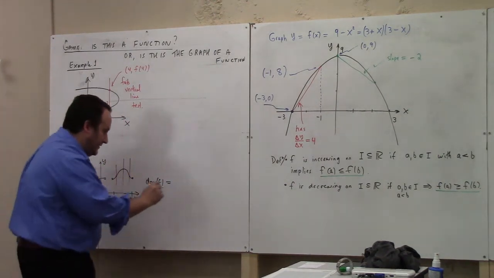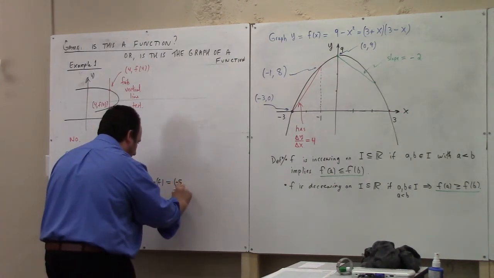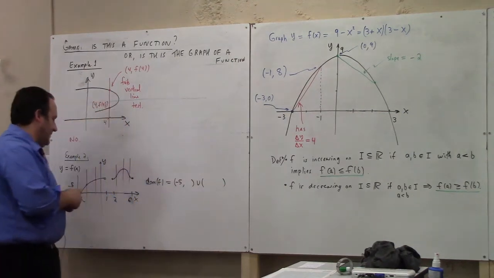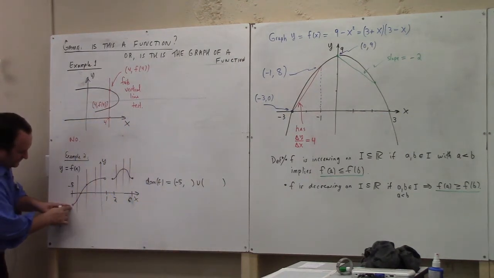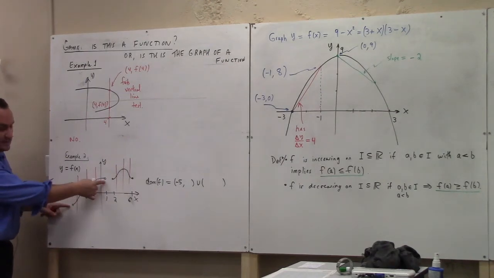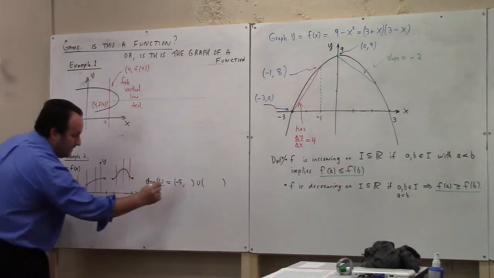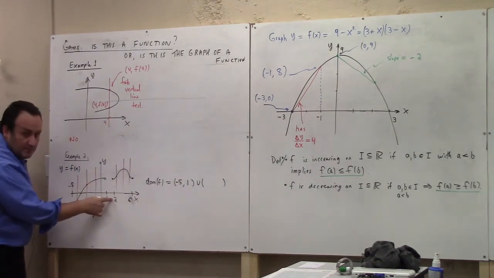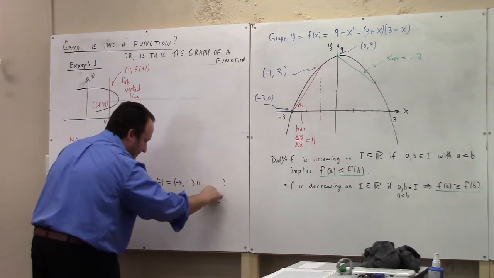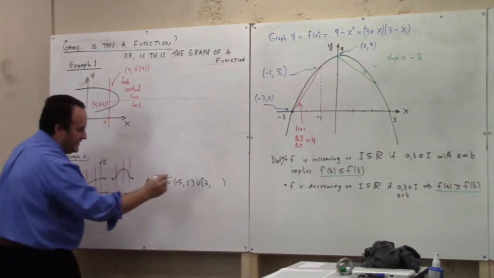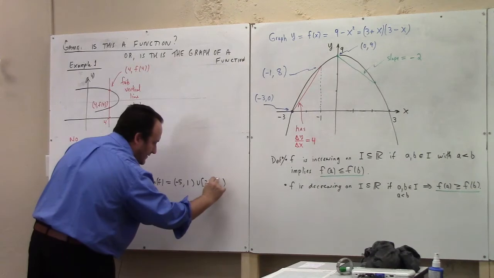Minus 5, not included. And then unioned with something else. Help me out. Minus 5 goes to where? All the way over to 1. Again, it's not included because of the circle. And then we union with what? 2, which is included, so I have to do the square bracket. And 6, is 6 included? It is, so I have to do that square bracket.